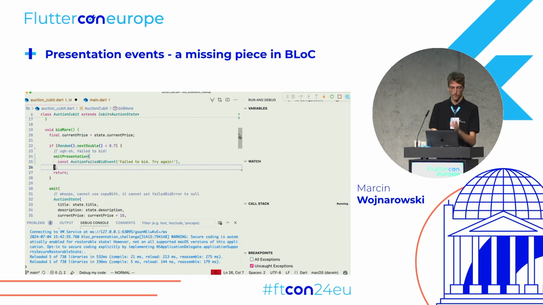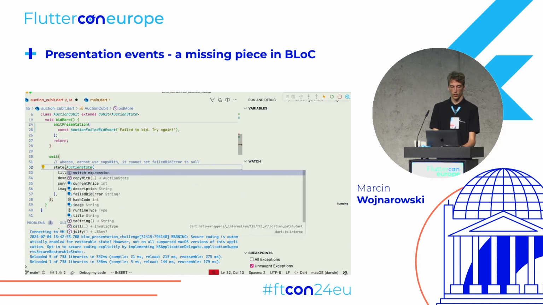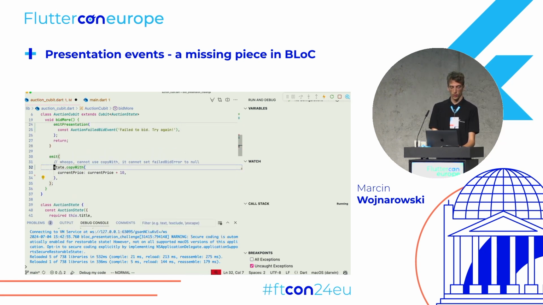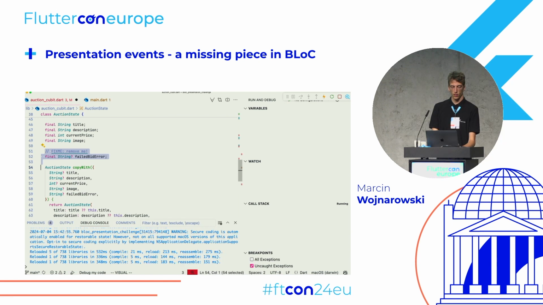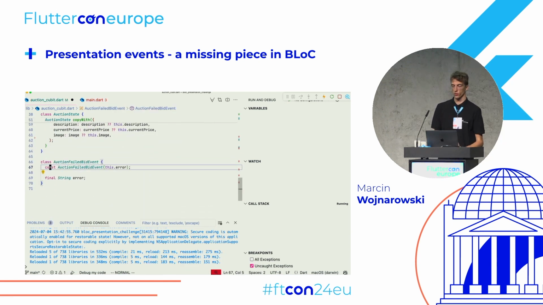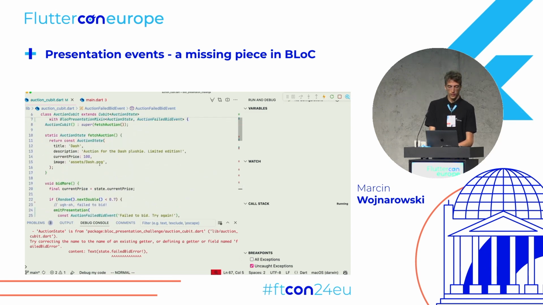Okay, that's done. And now here, we can actually use the copyWith, because we don't care about the error that will be in the state. Here we can do copyWith, and these don't matter anymore. And now when you go to the state, we can remove this part completely, so we won't be using it. And you see that the presentation event itself is just a class that stores a single field representing our failed event. And that's it.